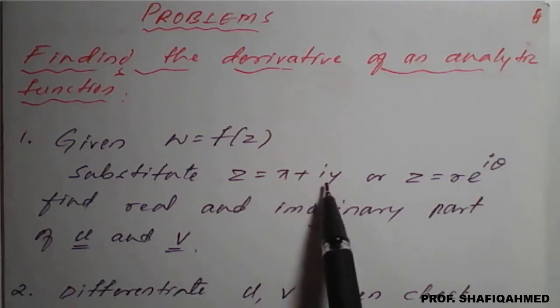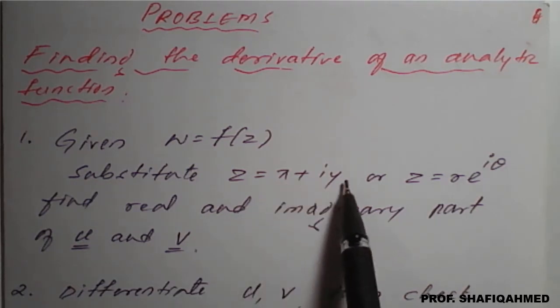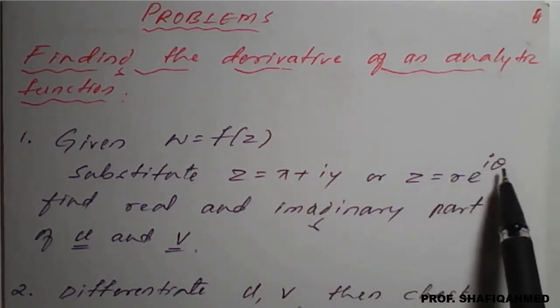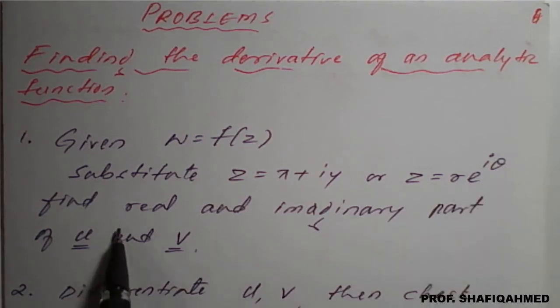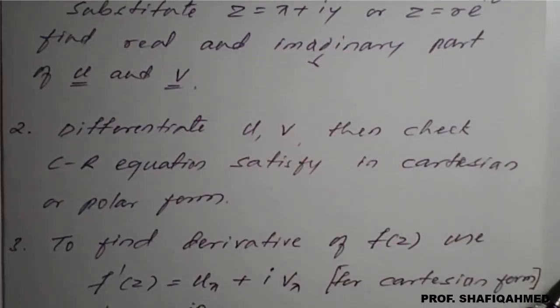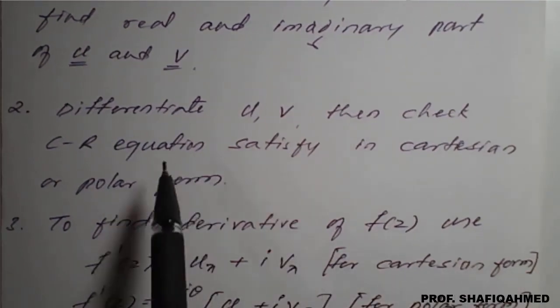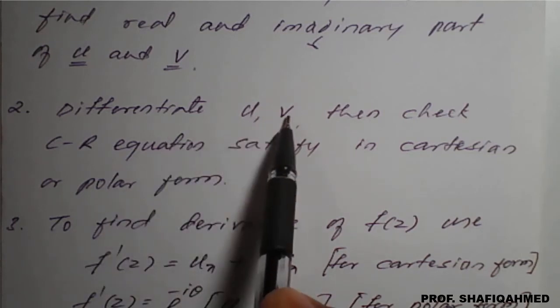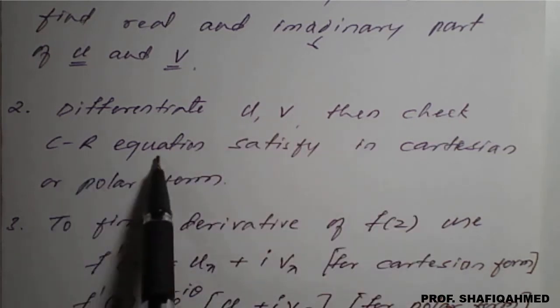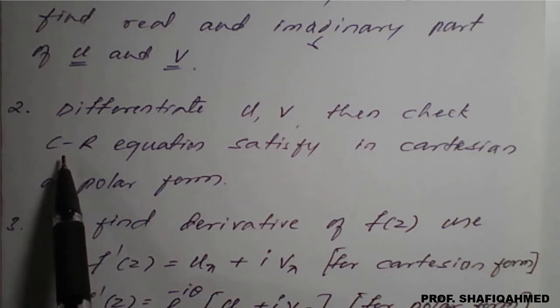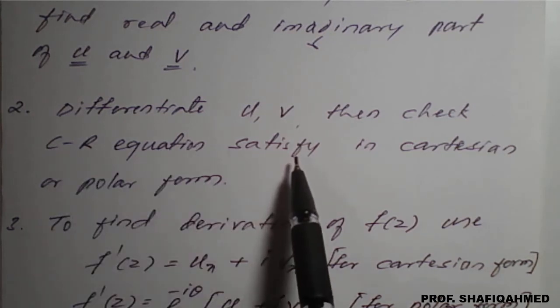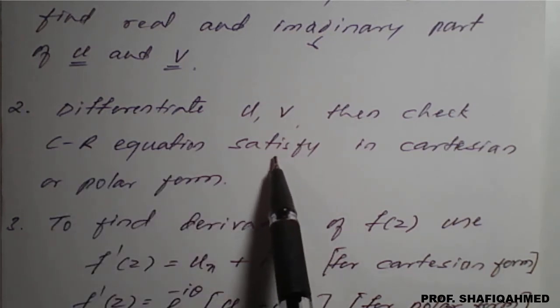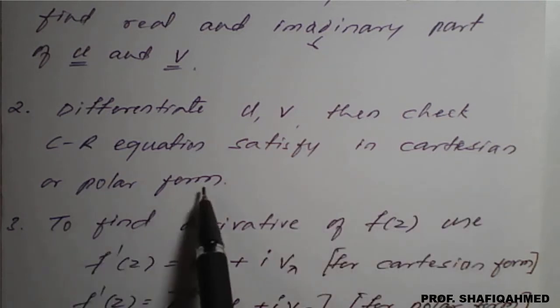Once you apply z is equal to x plus iy or z is equal to r into e raised to i theta, then we can easily separate the value of u and the value of v. Next, step number 2. Once we get u and v, we need to differentiate u and v, then check the CR equation, that is the Cauchy-Riemann equation, and see whether it satisfies the Cartesian or polar form.